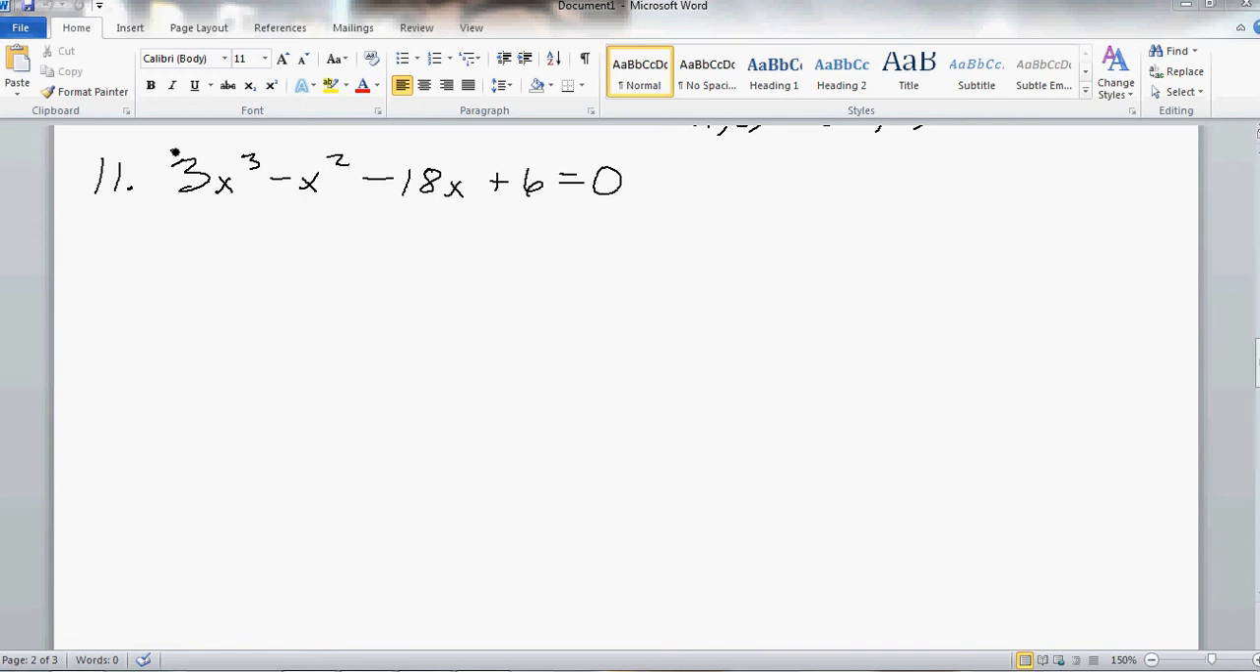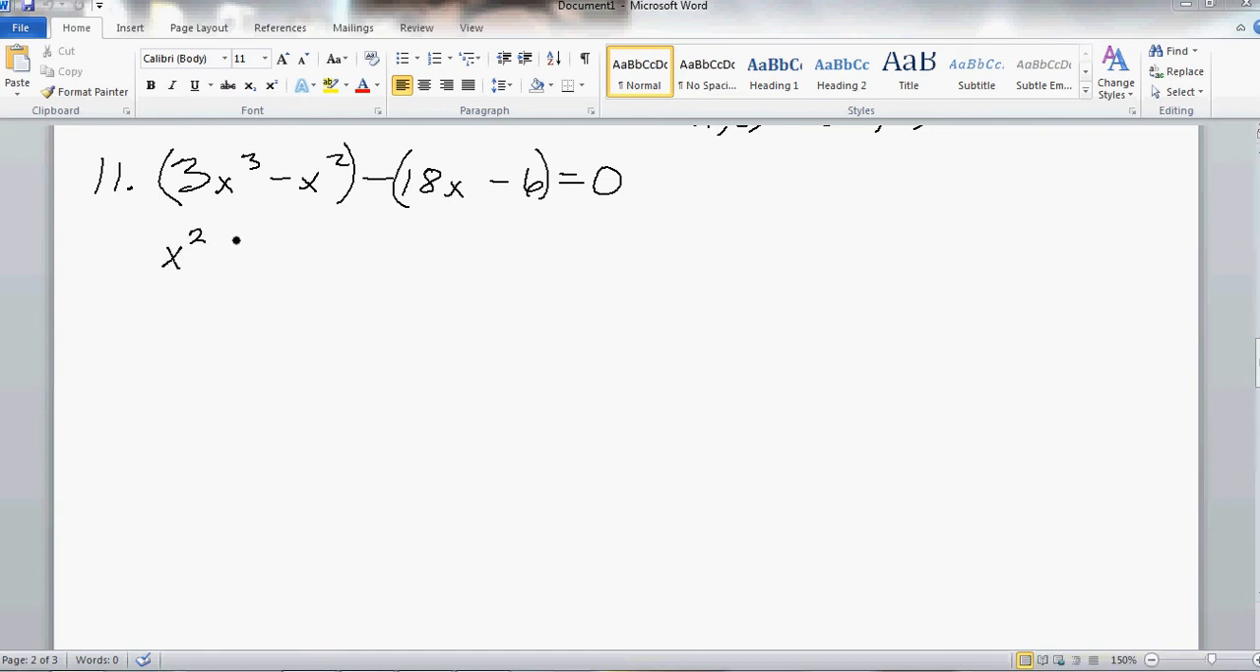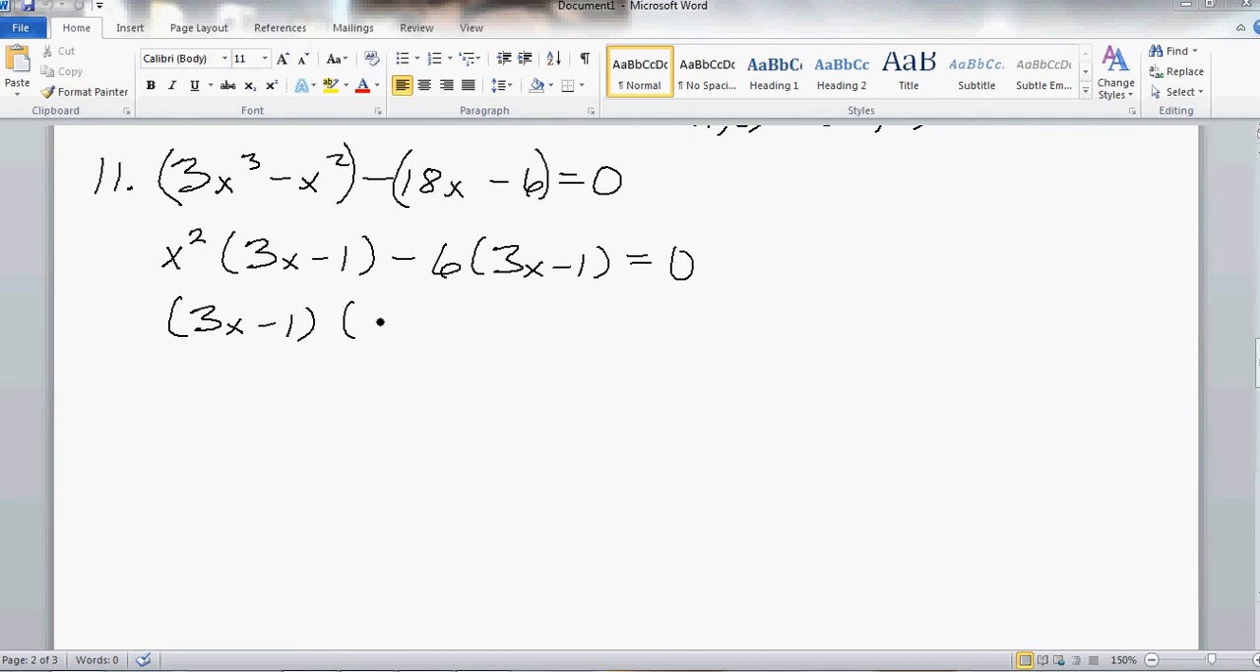So I'm going to try grouping. And so I group here. Since this is a negative, that means I'm going to have to change this sign to a minus. Then I am going to factor out x squared, which leaves 3x minus 1. And I'm going to pull out a 6 here, which will leave 3x minus 1, which is a really good thing because we want the 3x minus 1s. So this is 3x minus 1 times x squared minus 6, which equals 0.